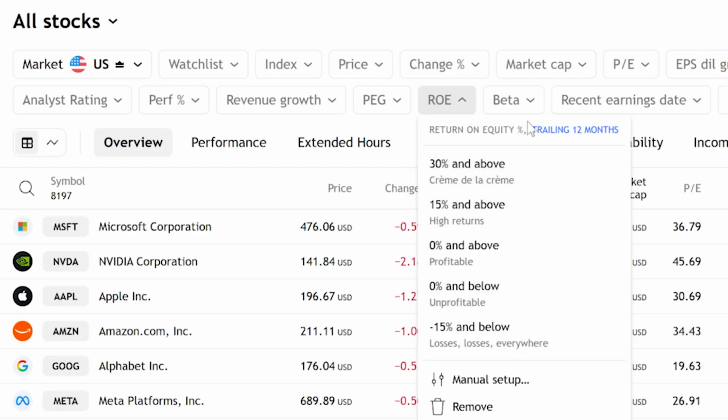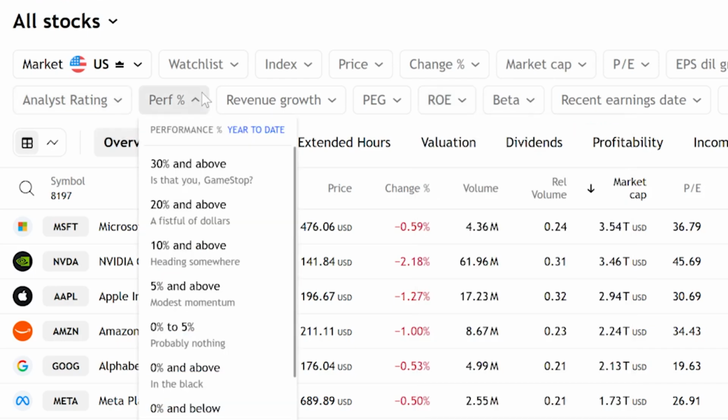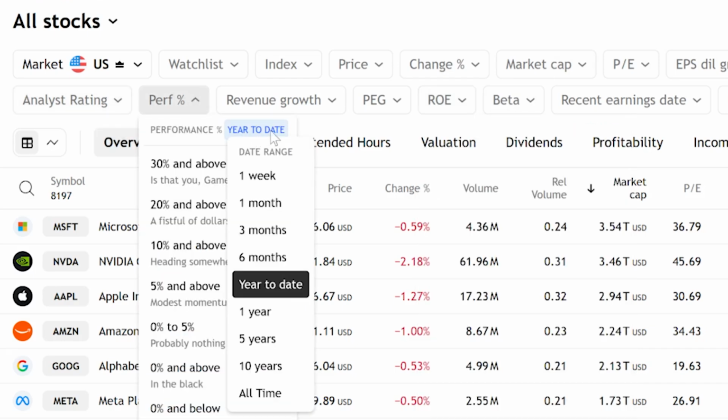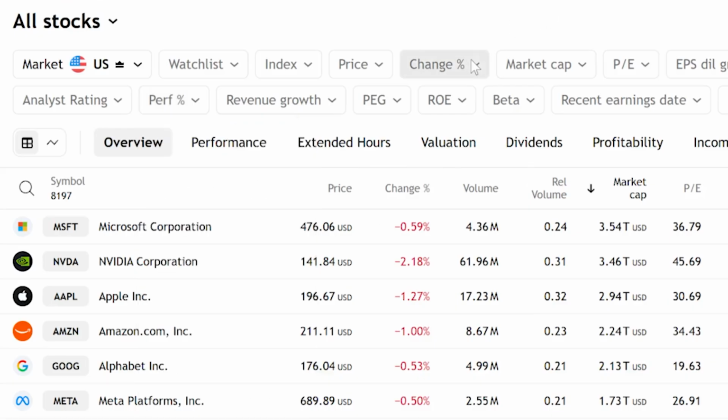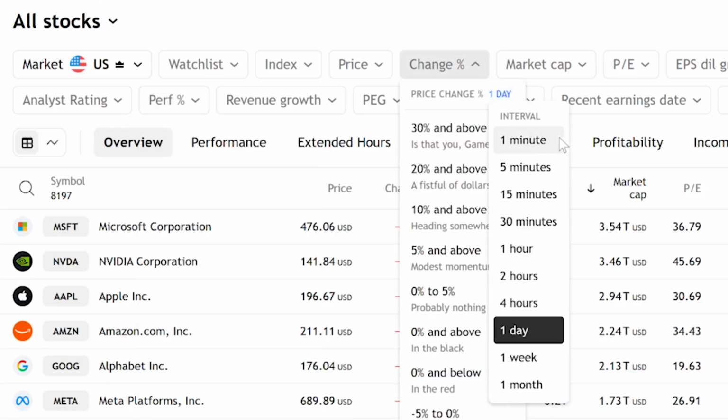Another thing I like about this is that for a lot of these metrics, you can look at multiple time frames. So performance, for example, you can look at everything from 1 week to all time. If you're looking at percent change, you can go as short as 1 minute.